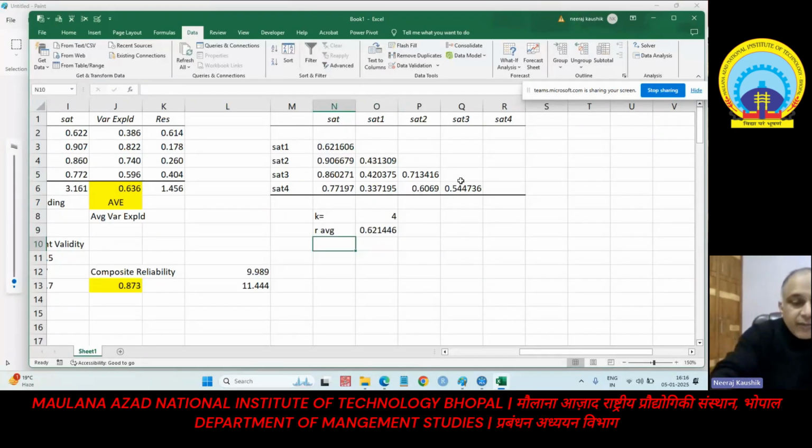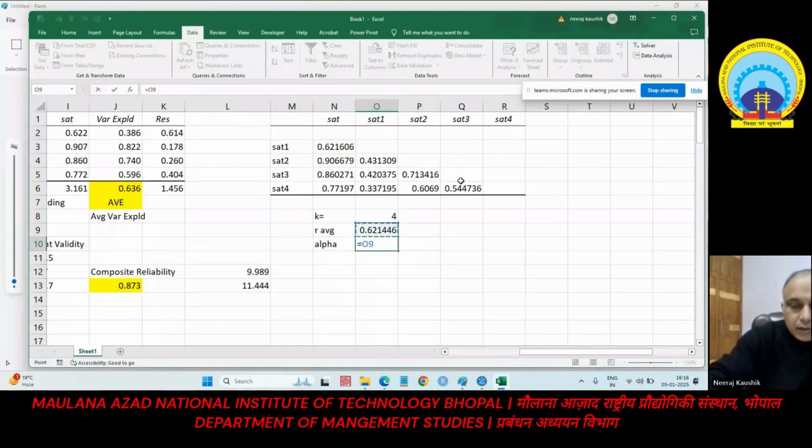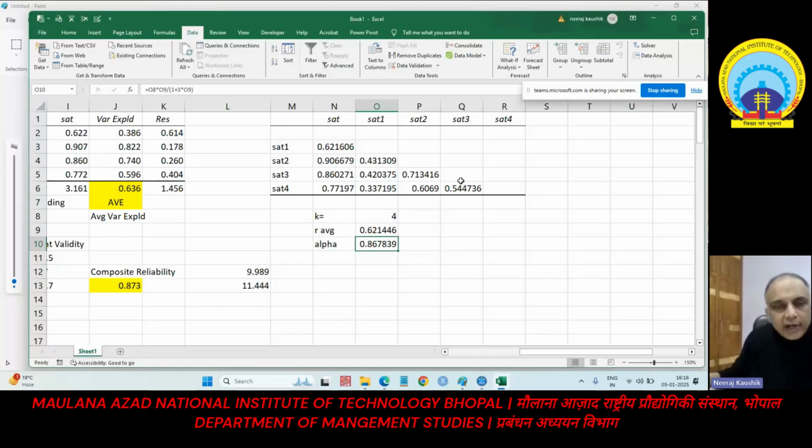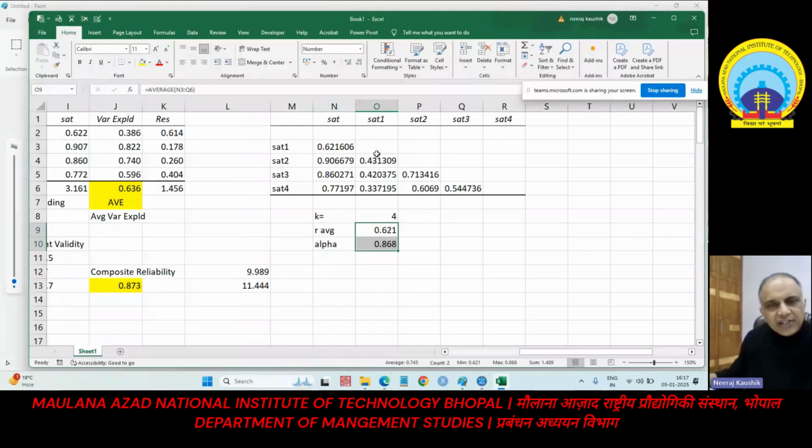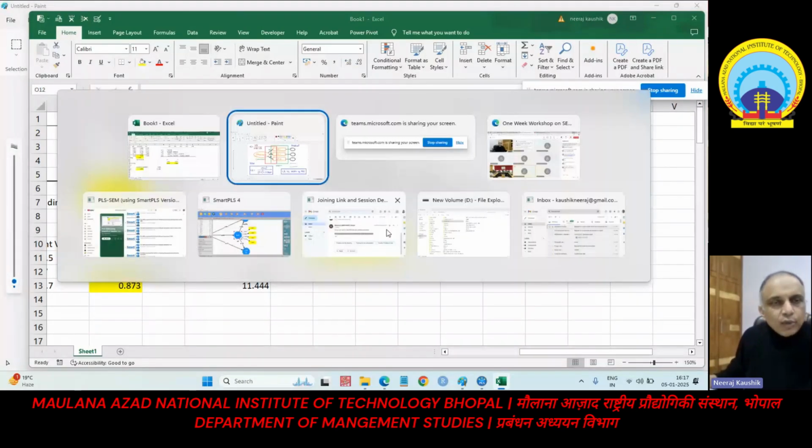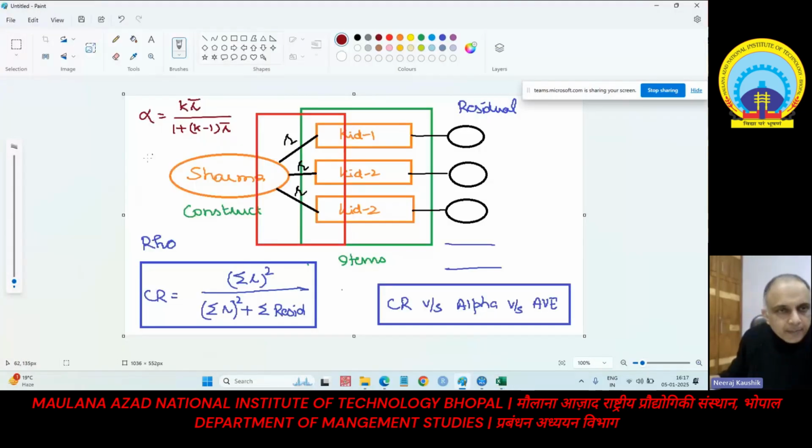And what is alpha? Alpha will be K into R bar divided by 1 plus K minus 1, which is 3 here, into R bar. It comes as 0.867, 0.868 you can say. So alpha is 0.868. Look at the formula. K is 4 here. The number of items in the construct is 4. It becomes 4 into R bar over 1 plus 3 into R bar.